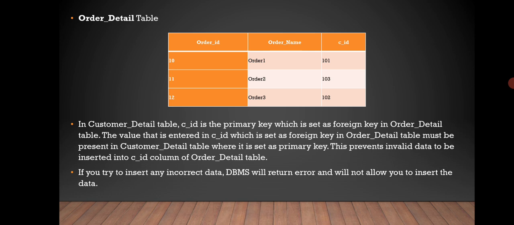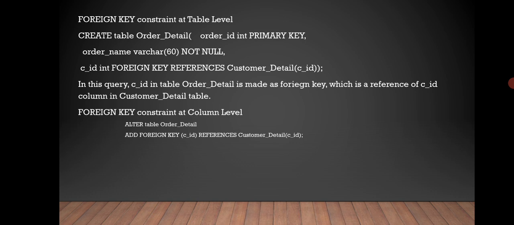So if you try to insert any incorrect data, the database will return an error and will not allow you to insert the data. The foreign key constraint at the table level is given here in this example. In this query, the CID in the table order detail is made a foreign key, which is a reference to CID, the column in the customer detail table.